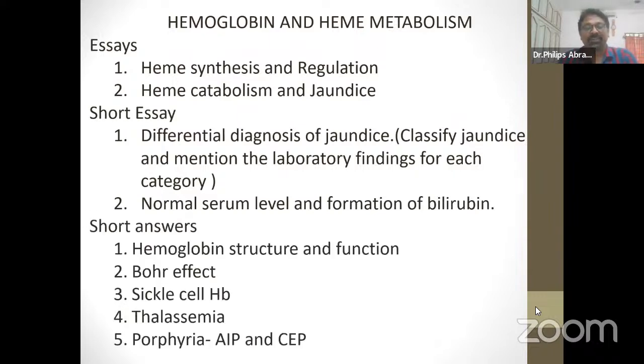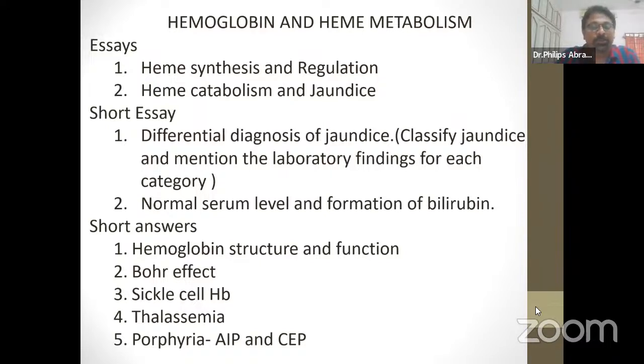A short answer question was once asked on hemoglobin structure and function. Hemoglobin contains four globin chains and heme. That's what you're supposed to say about the structure, and if you know about the primary and secondary structure, you can add that also. Functions of hemoglobin: we all know about the transport of oxygen and carbon dioxide. Not only that, it acts as a buffer. That you should know anyway. It has a major role in maintaining the pH of the blood. So you are supposed to write about that.